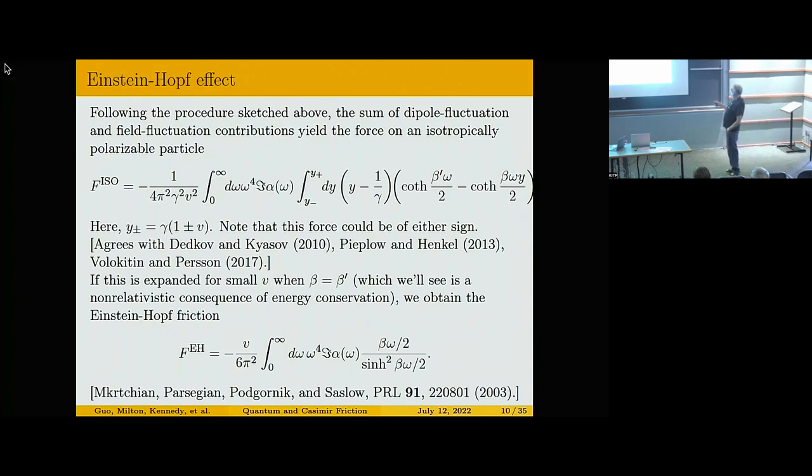Okay, so this agrees with well-known formulas. If we assume beta is beta prime and we go to small velocities, this is an immediate generalization of the Einstein-Hopf formula. So known 114 years ago or so.